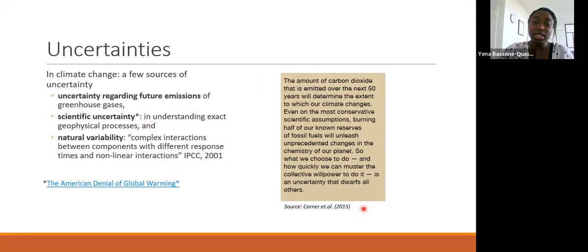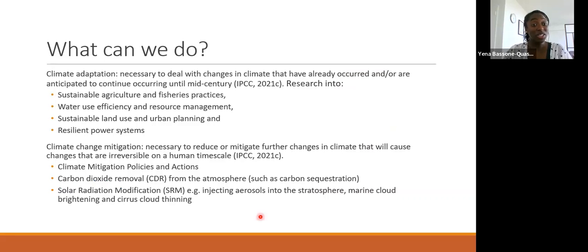And I thought this quote was a really good way to summarize the impact of the different uncertainties. And it basically highlights the fact that the amount of carbon dioxide we emit over the next 50 years determines the extent to which our climate changes. And really what we choose to do and how quickly we do it is the factor that matters the most. There's a really great video, but I won't show it now. I'll keep the link in here and share it if anyone wants to see, that looks at how the scientific uncertainty has been used to divert the discussion on the level of certainty that does exist about global warming and climate change.